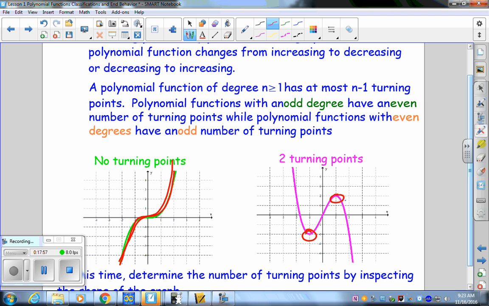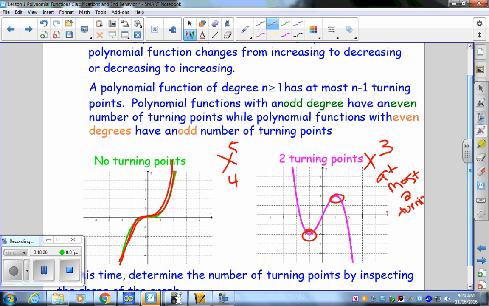Right, but what's important to know is that a polynomial function of degree n greater than or equal to 1, so it's not like just a constant, has at most n minus 1 turning points. So my point being is if it's an x cubed, you can have at most 2 turning points. If you have a degree of an x to the fifth, you could have at most 4 turning points. Now some will have less, okay, just like we see these two cubics. One has 2, the other has none. So that's an at most thing.